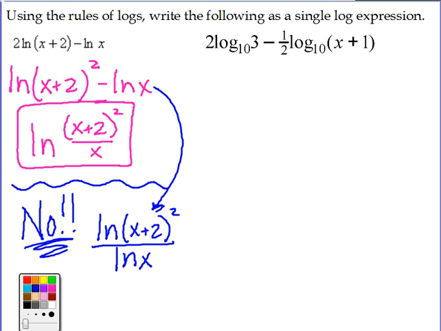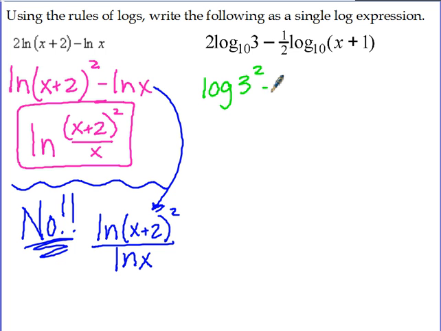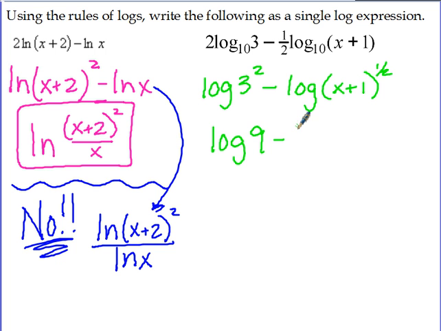The second one here, okay, again, I have to get rid of my coefficients first. So this would be log of 3 squared minus log of x plus 1 to the 1/2. And again, I didn't write the base 10 because I don't need to, but if you did, you're not wrong. And we have log of 9 minus log of 1/2 means the square root. And now since I'm subtracting, I can write this as 1 log and divide my arguments.